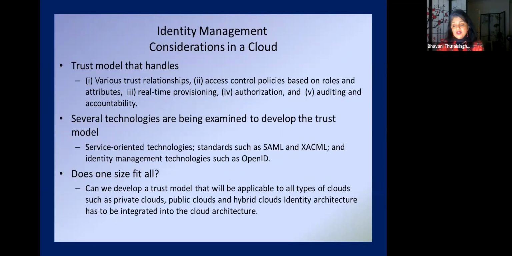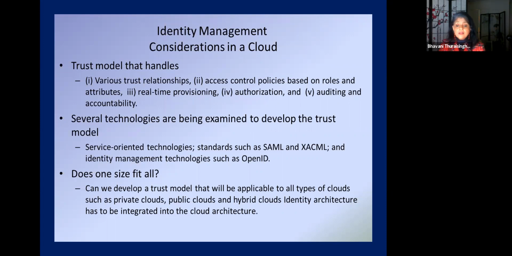Identity management considerations in a cloud. So trust, so we need a trust model that handles various trust relationships, access control policies based on roles and attributes, real-time provisioning, authorization, auditing, and accountability. All of that have to be investigated. And there's quite a bit of work on IAM, identity and access management.